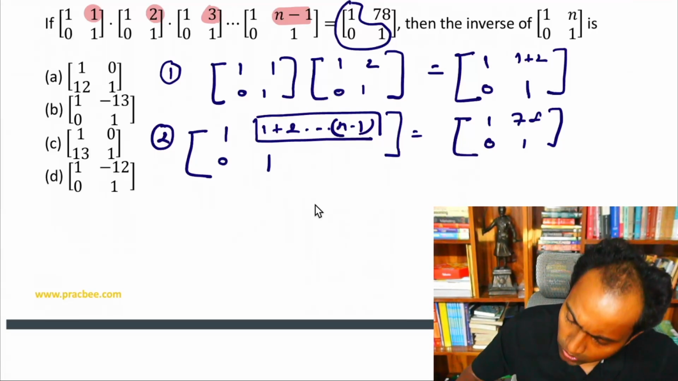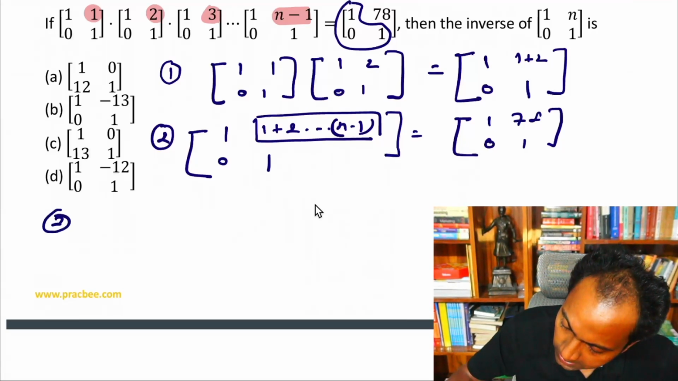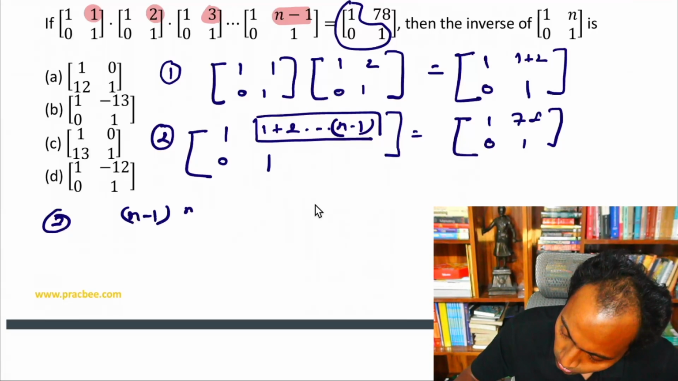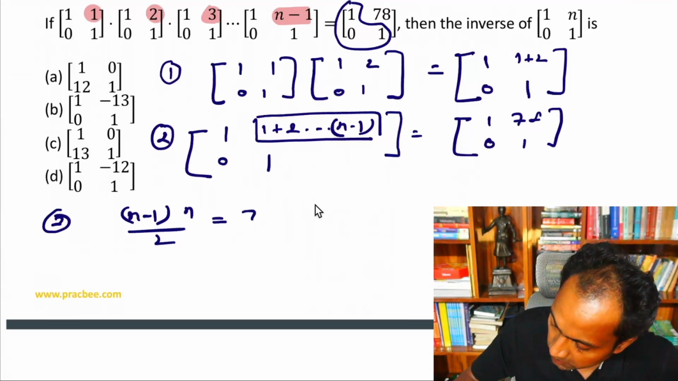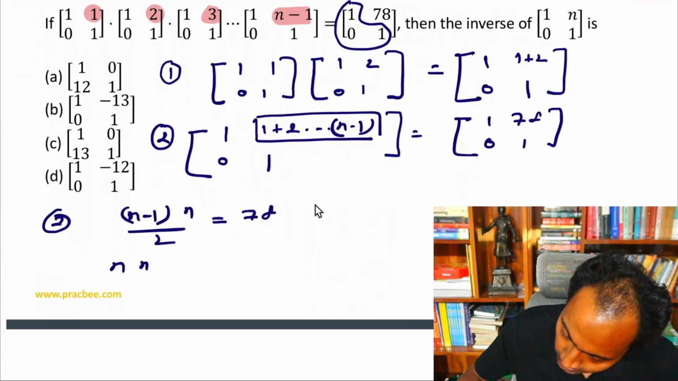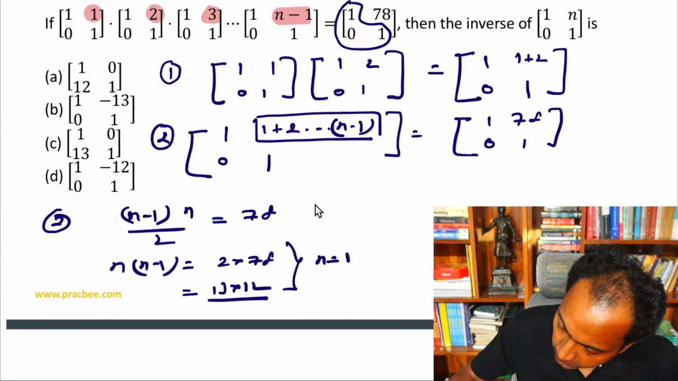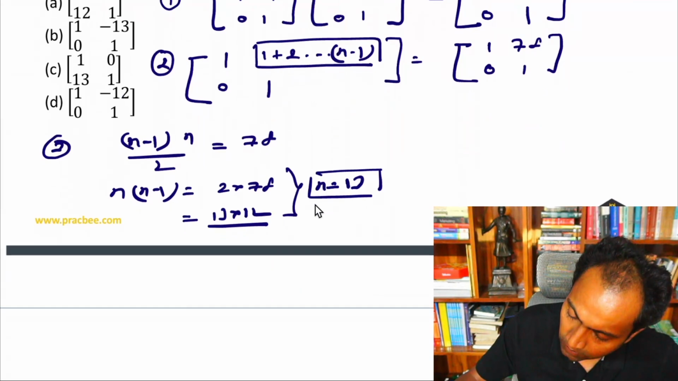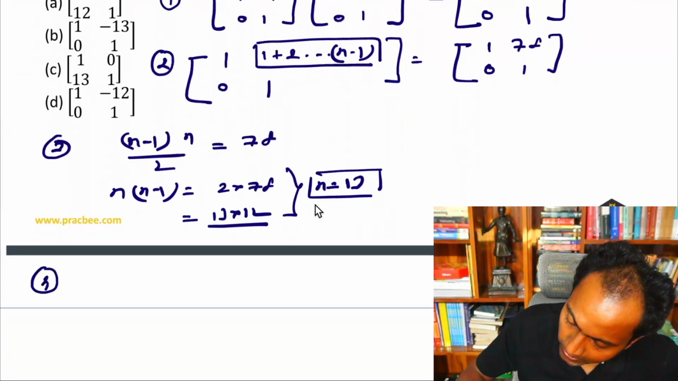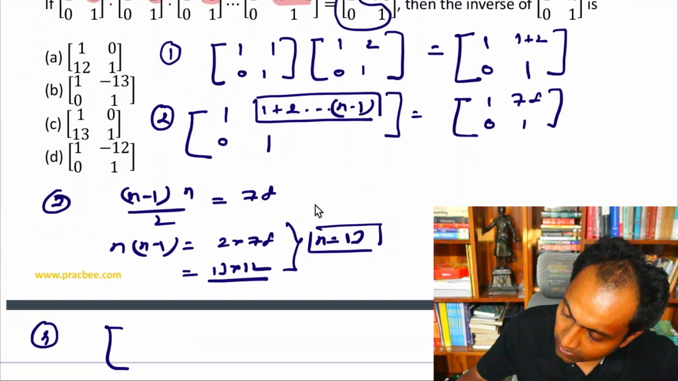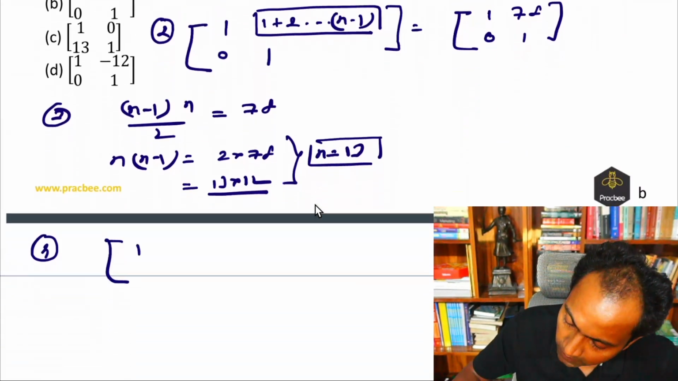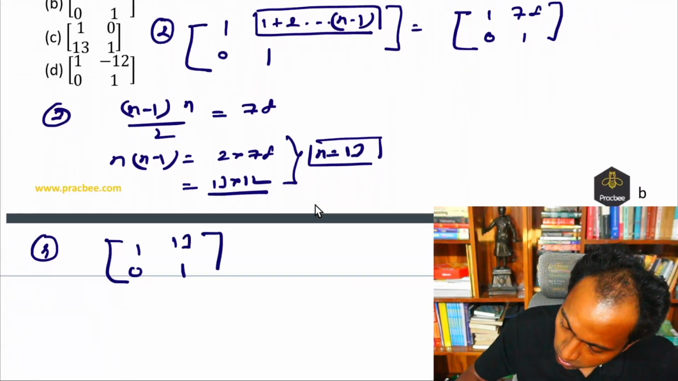If I do it so in the third step, then the sum will become n into n plus 1 by 2. This is equal to 78. So n into n minus 1 will be 2 into 78. We can factorize and write this as nothing but 13 into 12. So from here you will be able to observe the value of n is nothing but 13. Once you have got that, the next step is to find the inverse. We have got the value of n. They want us to find the value of 101 and n comes out to be 13.